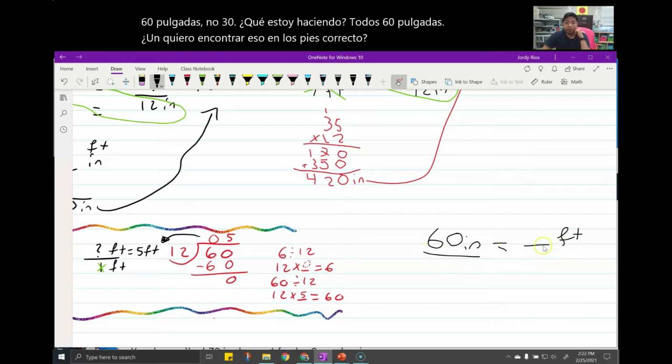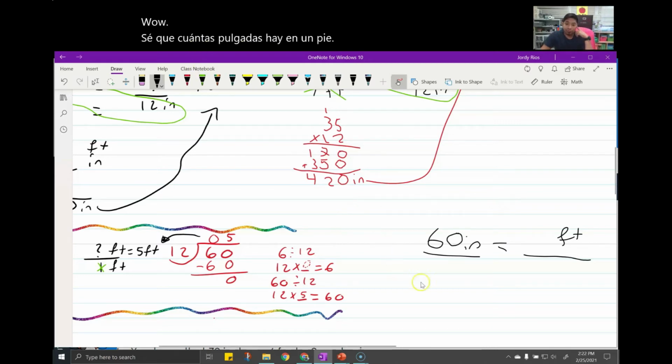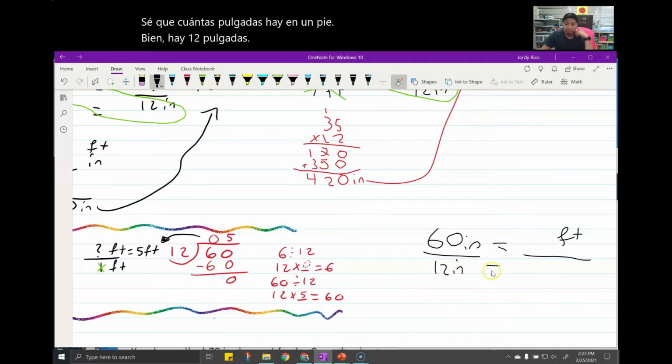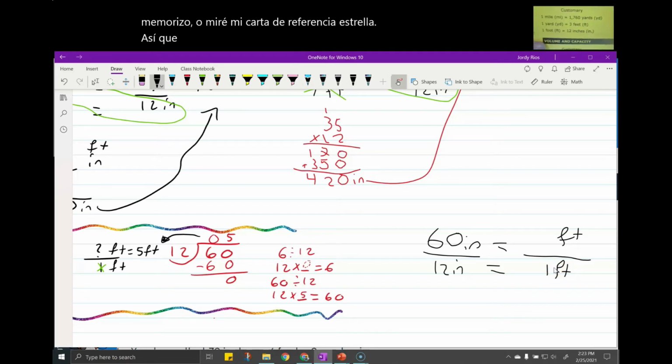Okay. Well, what do I know? I know that how many inches are in a foot? Good, there's 12 inches in 1 foot, right? How do you know that, Mr. Rios? Well, because either I memorized it or I looked at my STAR reference chart. It says right here, how many inches are in 1 foot? 1 foot equals 12 inches.